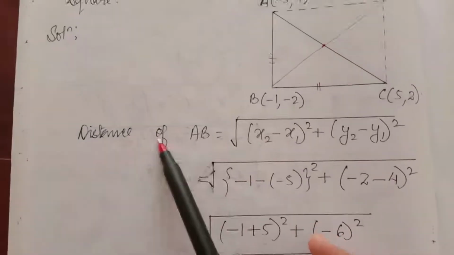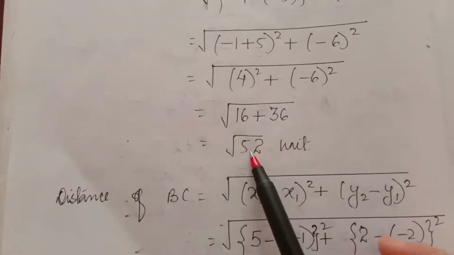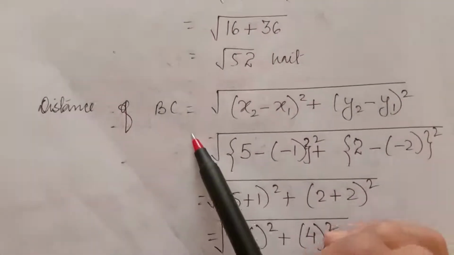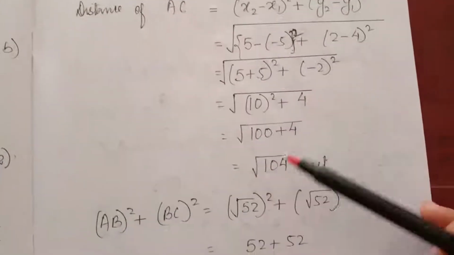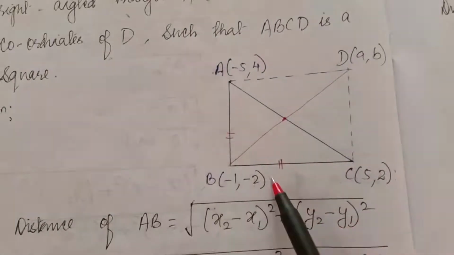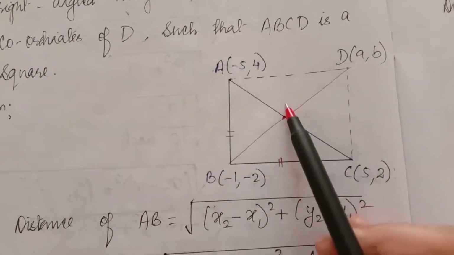So the distance of AB here is root 52, the distance of BC is again root 52, and the distance of AC is root 104. So this is root 52 and this is root 104.